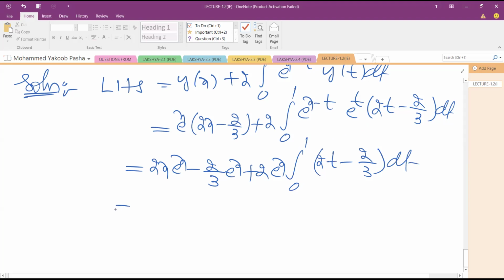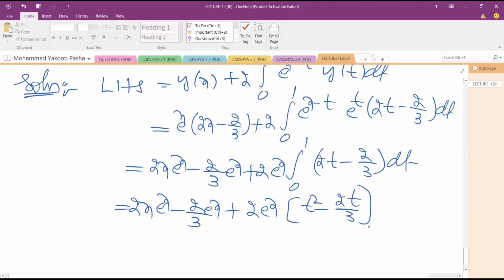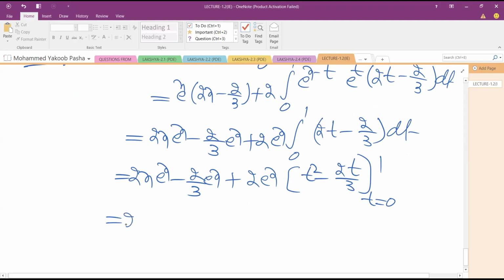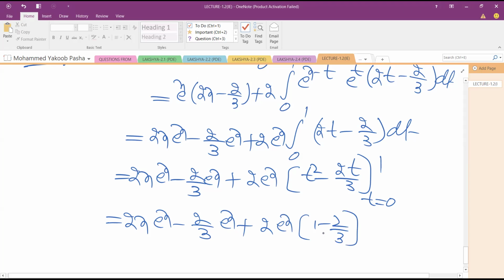Now this is 2x e power x minus 2 by 3 e power x plus 2 e power x times the integration of 2t minus 2 by 3, which is t square minus 2t by 3, with limits 0 to 1. Applying it, that is 2x e power x minus 2 by 3 e power x plus 2 e power x times 1 minus 2 by 3. 1 minus 2 by 3 becomes 1 by 3, so we get 2 e power x into 1 by 3.